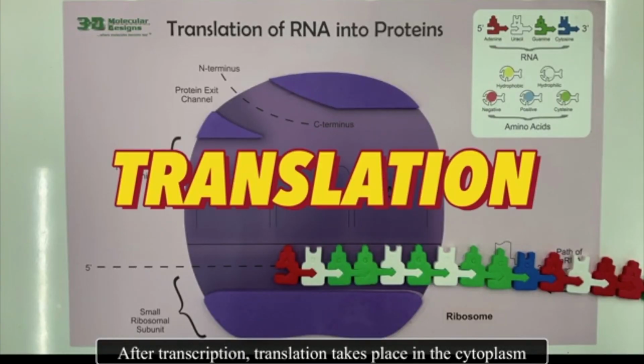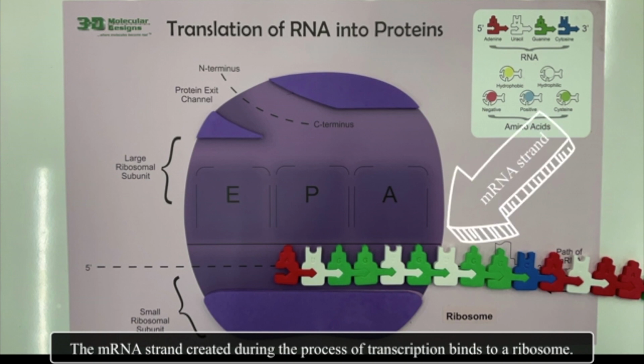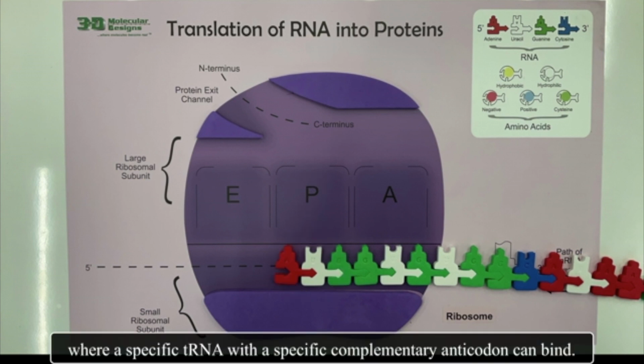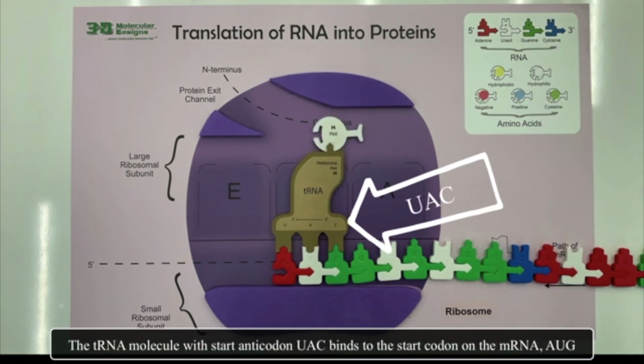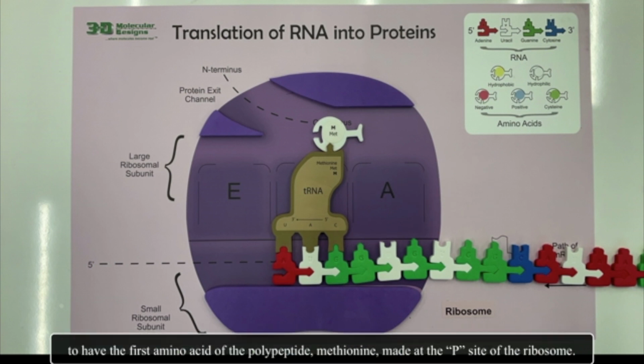After transcription, translation takes place in the cytoplasm, where ribosomes use mRNA transcripts to synthesize amino acids. The mRNA strand created during the process of transcription binds to a ribosome. The ribosome begins to slide over the mRNA until it reaches the start codon AUG, where a specific tRNA with a specific complementary anticodon can bind. The tRNA molecule with start anticodon UAC binds to the start codon on the mRNA AUG to have the first amino acid of the polypeptide, methionine, made at the P site of the ribosome.